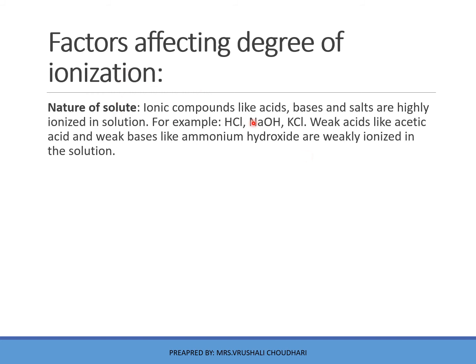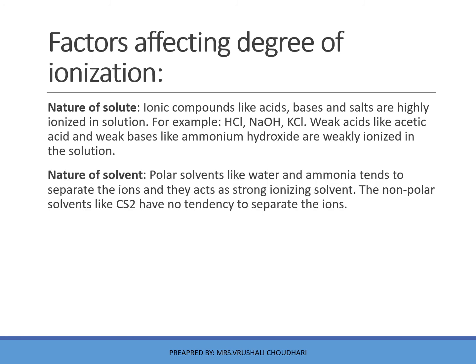Ionic compounds like acids, bases and salts are highly ionized in a solution, like HCl, NaOH, KCl. So they have a high degree of ionization. Weak acids like acetic acid, and weak bases like ammonium hydroxide, are weakly ionized in a solution, so there are fewer cations and anions and a low degree of ionization.